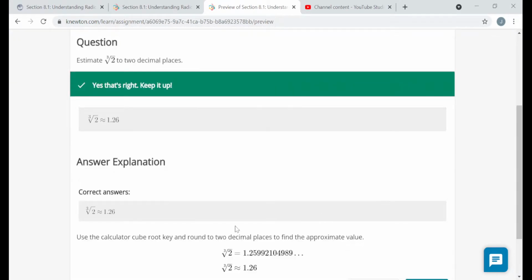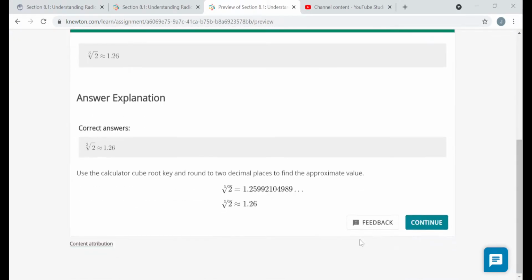Okay. So yeah, use a calculator. Right? Okay. So hopefully you have some sort of calculator. Most calculators will have some sort of square root, cube root, or nth root feature, whatever root you're taking.